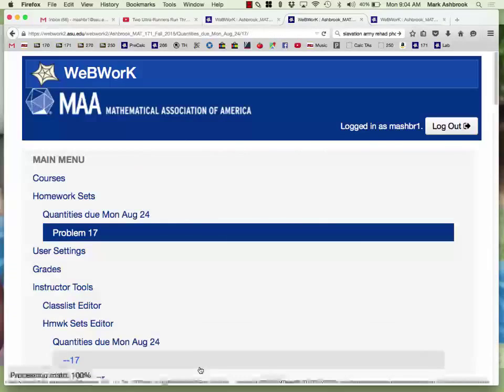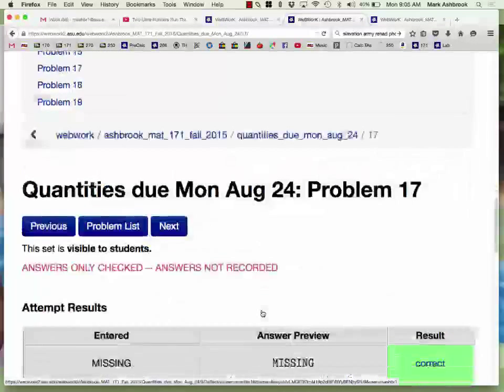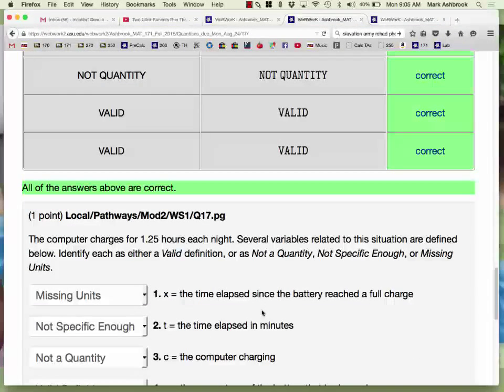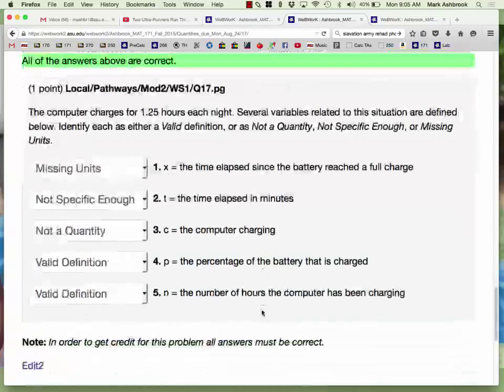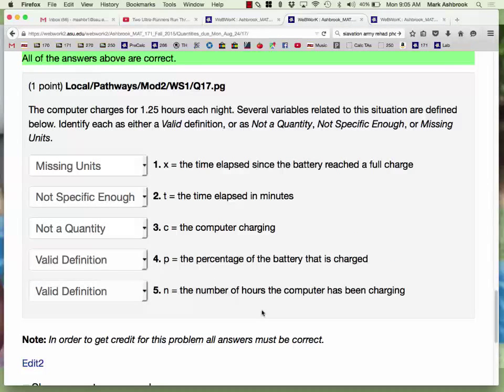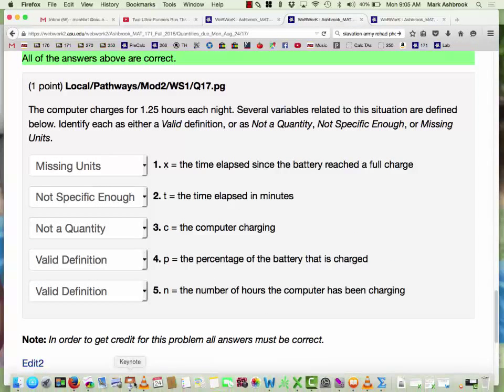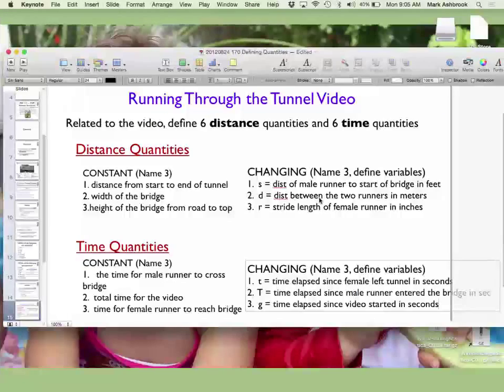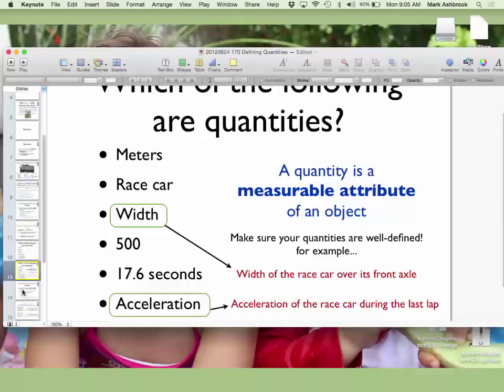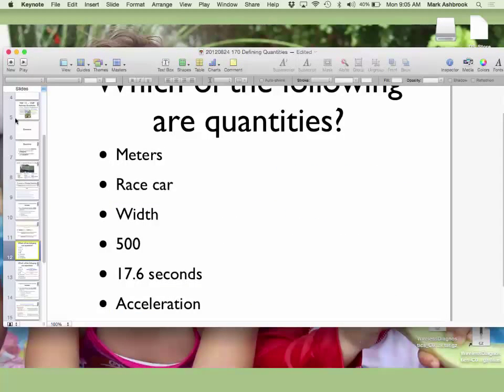So let's just get the green bar, because it feels good. There we go, okay? Last chance for questions on this one.